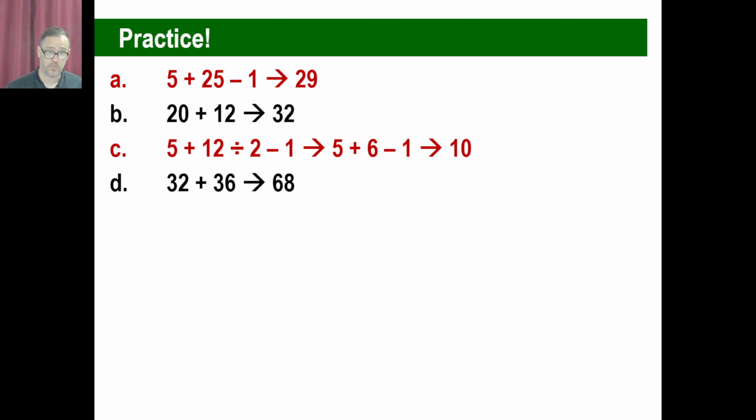Okay, well 32 plus 36 is what you have. That's going to be 68. All right, last one is E. Give that a whirl. Okay, there we go. 3 plus 3 times 3 minus 3 divided by 3 equals 3 plus 9, 12, minus 1 is 11. There we go. Order of operations.